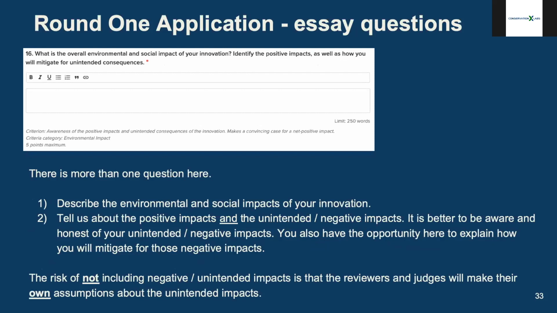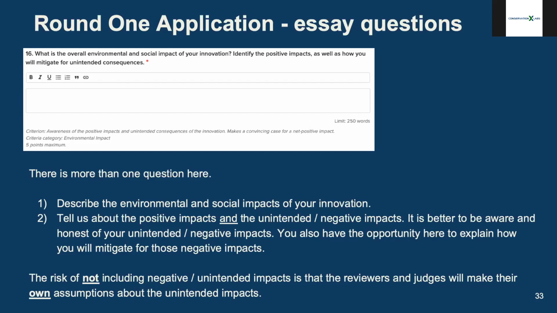And then question number 16 is, what is the overall environmental and social impact of your innovation? Identify the positive impacts as well as how you will mitigate for unintended consequences. So again, note that there are two questions here. First, describe the environmental and social impacts of your innovation. Again, this might sound similar to the question about the life cycle of your innovation, but this is more general information on the environmental and social impacts of your innovation.